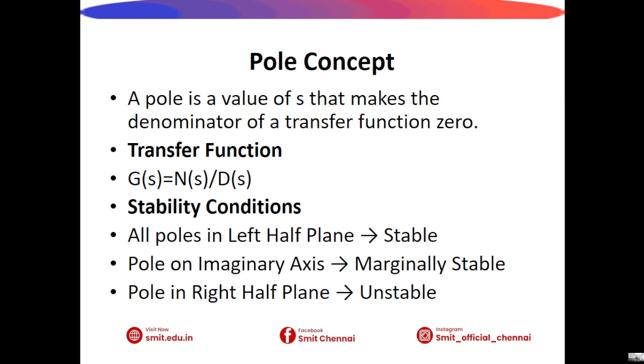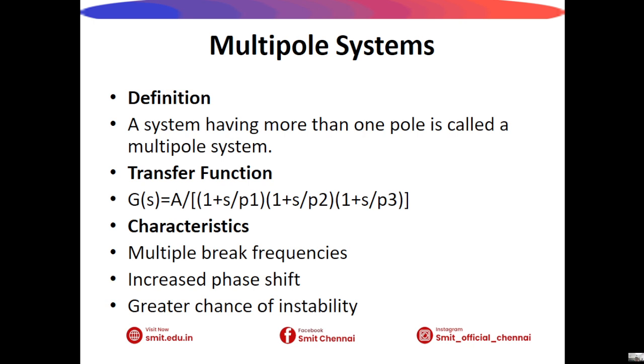Next, we see the poles and stability. The stability of a system is determined by the location of its poles in the S-plane. If all poles lie in the left half of the complex plane, the system is stable. If any pole lies in the right half plane, the output grows exponentially and the system becomes unstable. Pole analysis provides a quick method to predict system behavior.